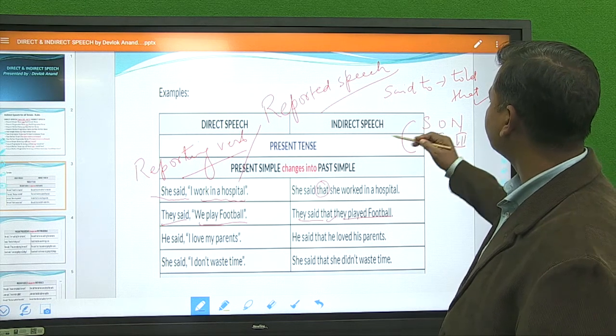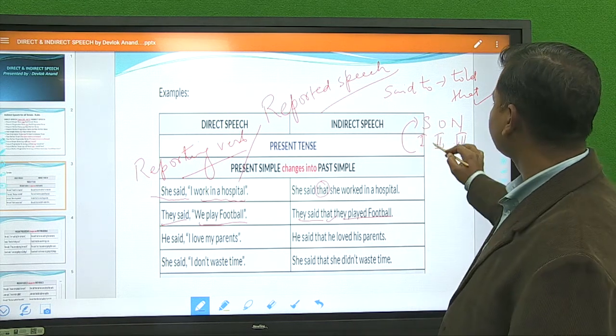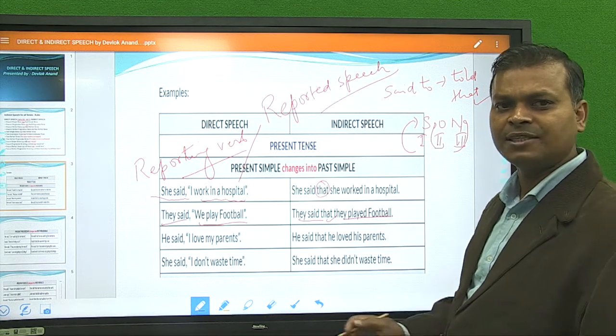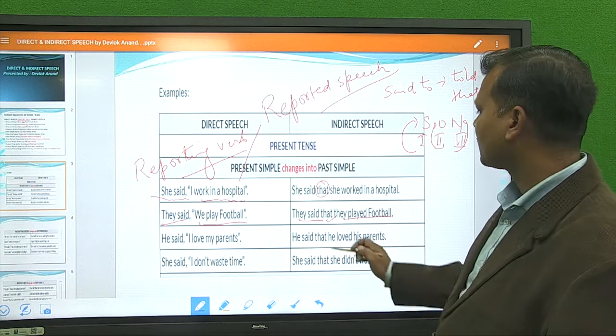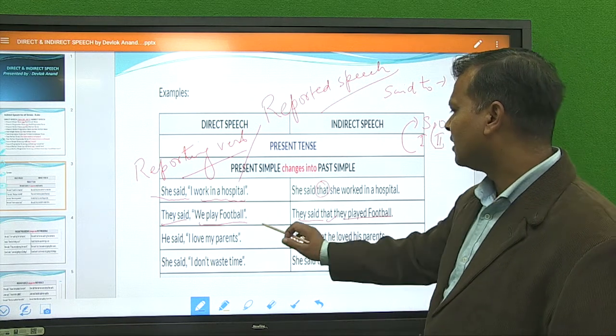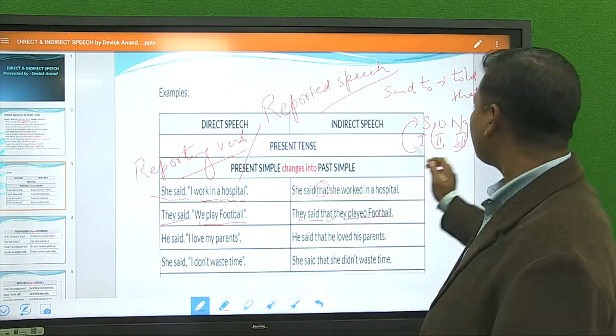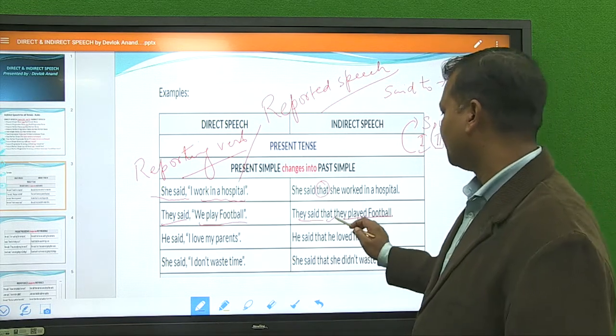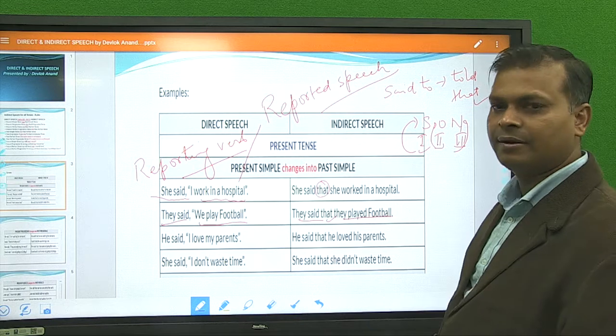So first person changes according to the subject, second person changes according to the object, and in third person there is no change. Right now in third person we have no change, right? Since there is a third person, "we" is the first person, it has changed according to the subject. The subject is there. Look here. They said that they played football, right?